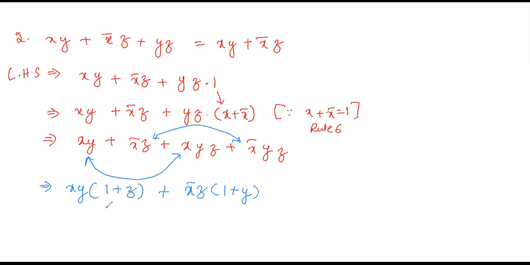What is 1 plus a? 1 plus a is equal to 1 only. 1 plus any variable is 1 only. So xy into 1 is nothing but xy only, plus x bar z, since 1 plus a is equal to 1 only. So this is nothing but RHS. Hence true.